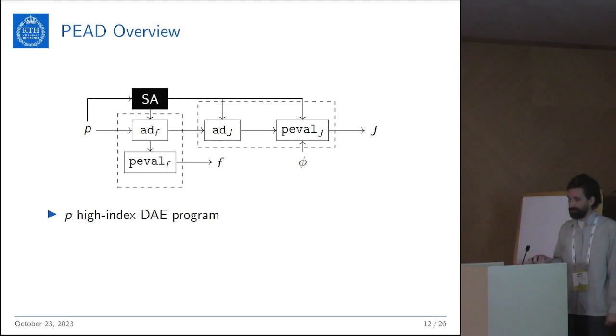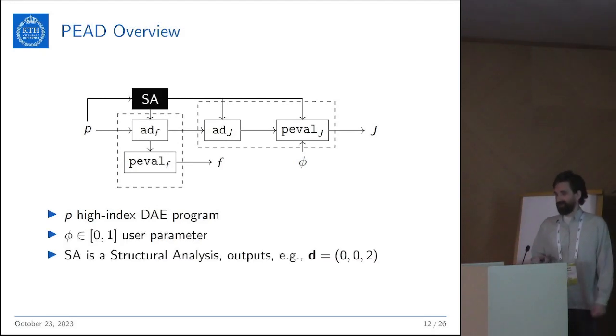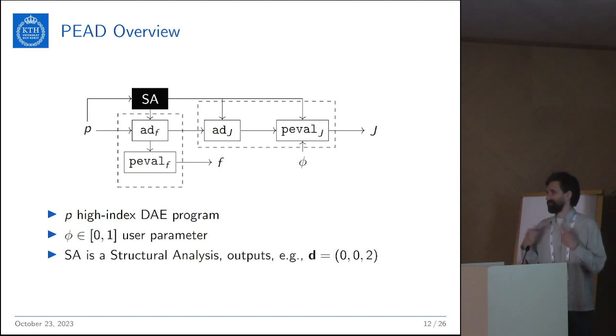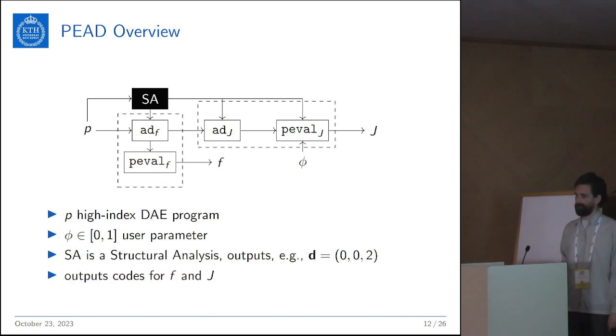Yes, so that is the input. This DAE program may be of high index, as I said. Then we have this structural analysis that tells us how we can transform this into a low index DAE that we can solve. Then we just have to perform this transformation using differentiation of the program. The output here is then a residual function f and this Jacobian callback function j.